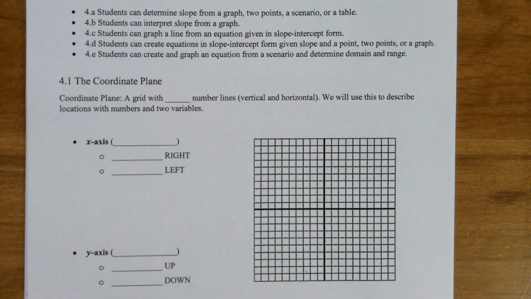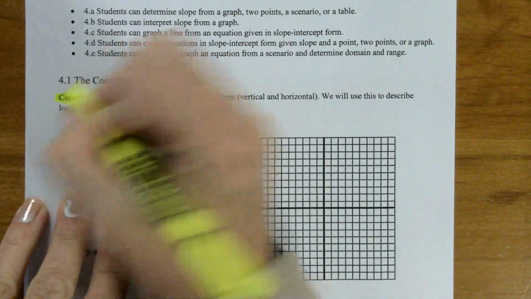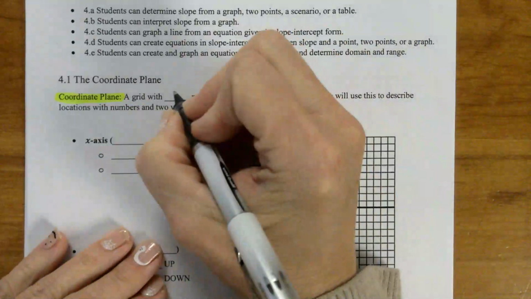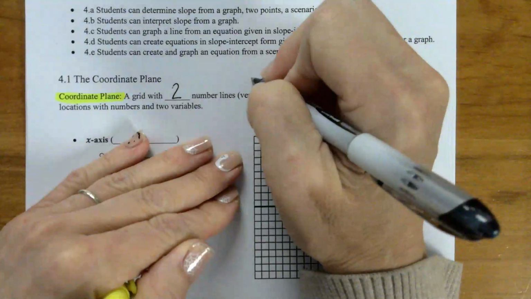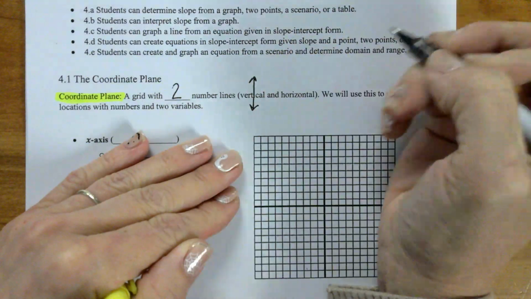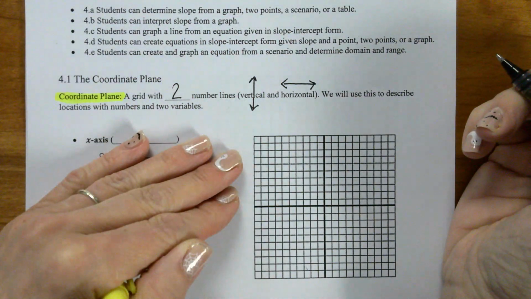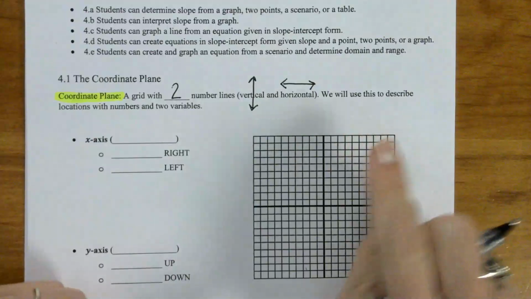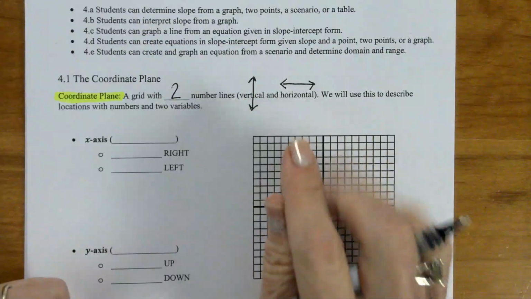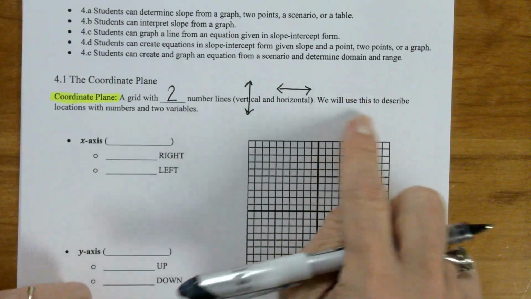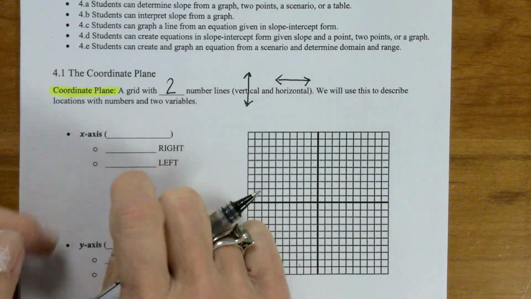Okay, so the coordinate plane, there's our vocab right there, is a grid with two number lines. You have a vertical number line and a horizontal number line. And where those number lines meet, where the grid lines meet, that's what you use to describe locations with numbers and variables.